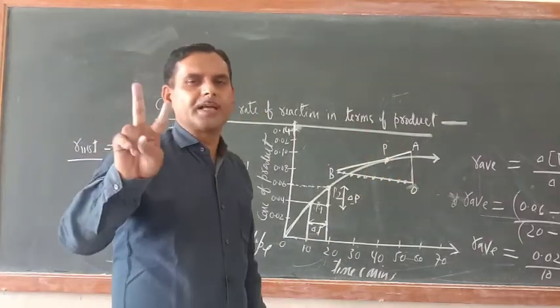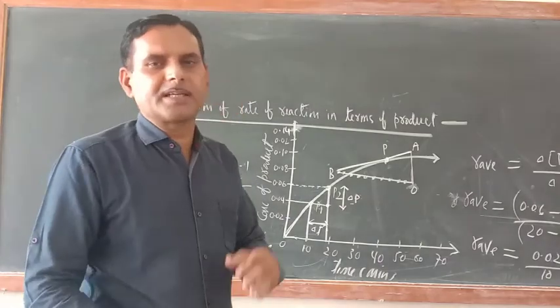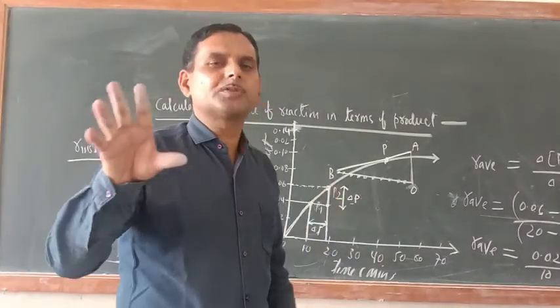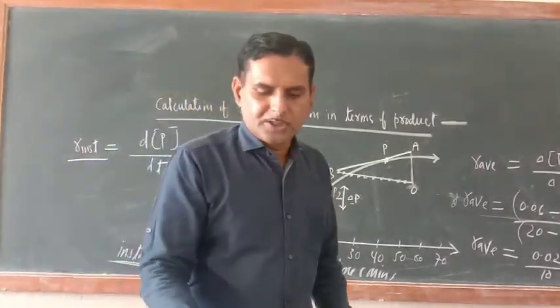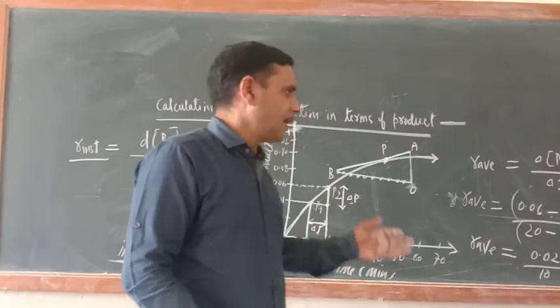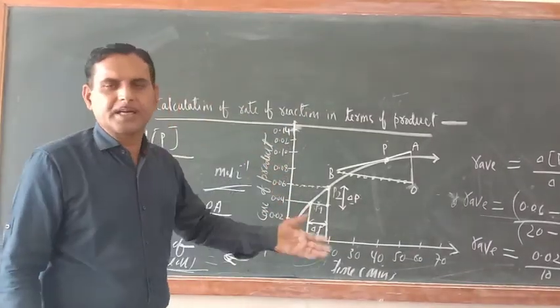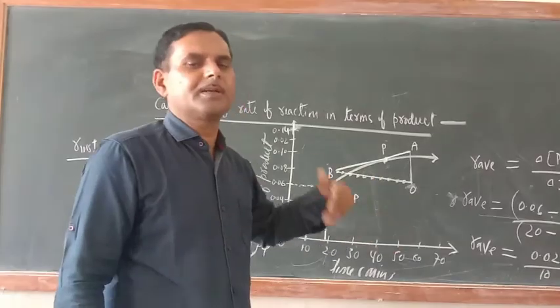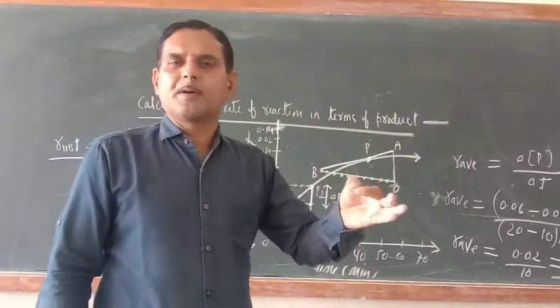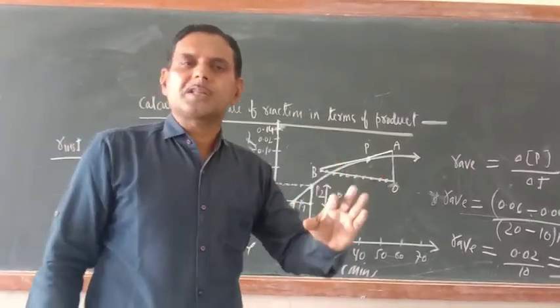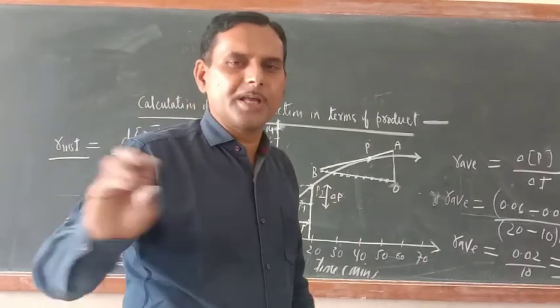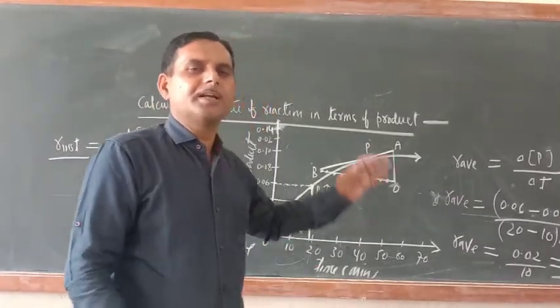Now in the NCERT book, 2 exercises are given. With the help of this, average rate of reaction and instantaneous rate of reaction, you can calculate these 2 exercises very easily. Remember, if you know the method of representation of any reaction, you can calculate very easily.